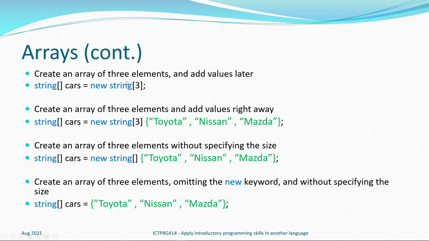The next example here, we are specifying the string and we're saying how many elements are in this array and then putting in the values. Next example here is we're defining the array, but we're not specifying the size.